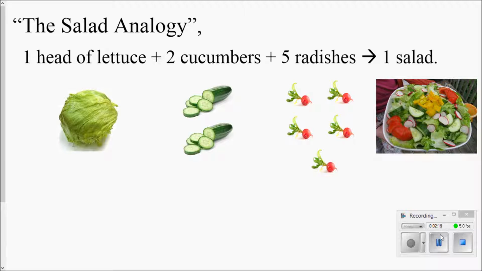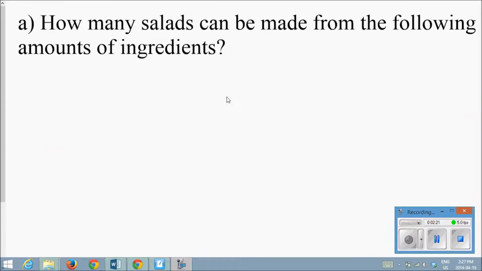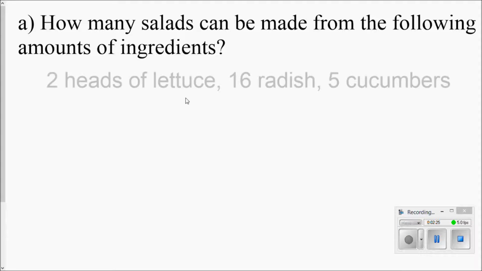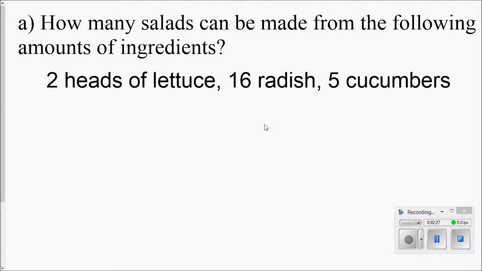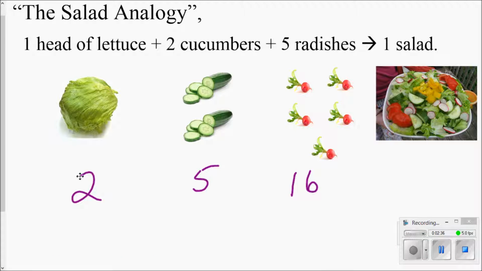So here's a question before we begin. How many salads can be made from the following amounts of ingredients? We have 2 heads of lettuce, 16 radish, and 5 cucumbers. So let's go back to our example and look at this. Our amounts are 2, 5, and 16, and the question is how many salads can be made, when we know the ratio is 1 to 2 to 5, which equals 1 salad.